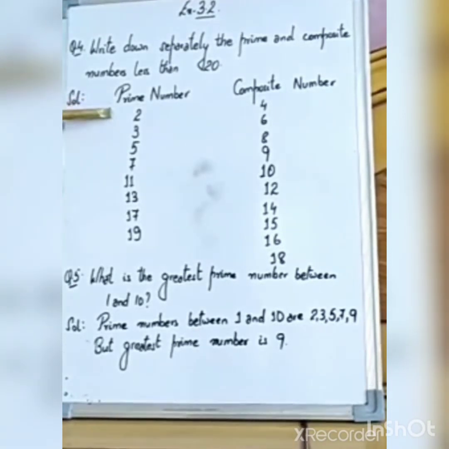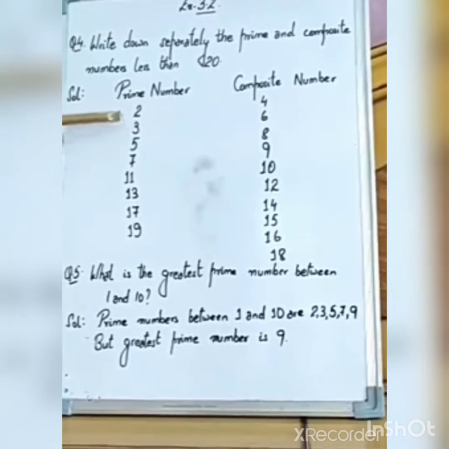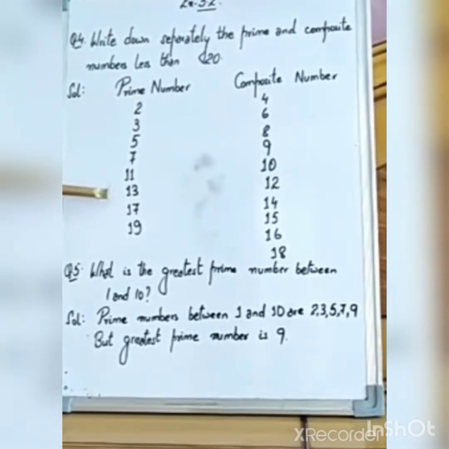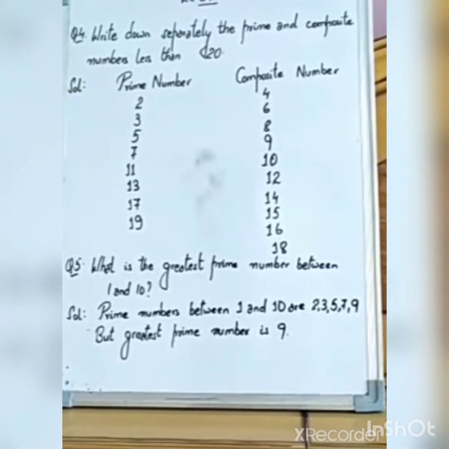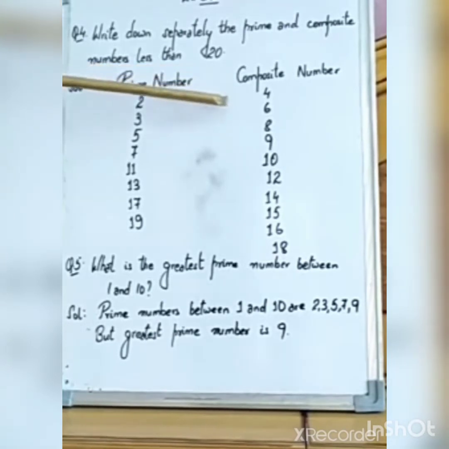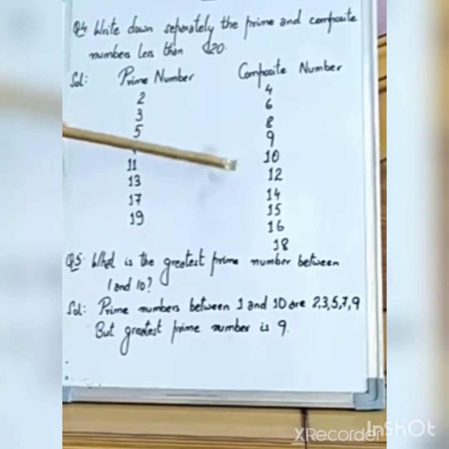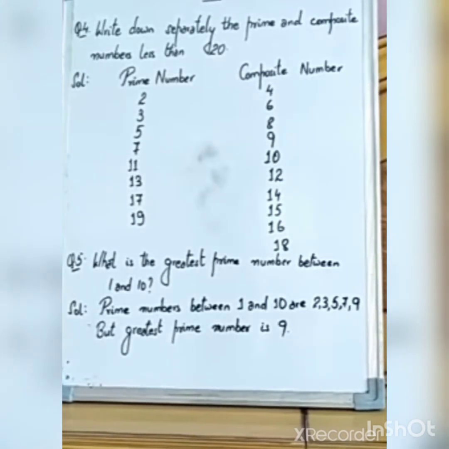2 is a prime number because it has only 2 factors, 1 and 2. 3, 5, 7, 11, 13, 17 and 19. All these are the prime numbers, whereas 4, 6, 8, 9, 10, 12, 14, 15, 16 and 18 are composite numbers. Next question is, what is the greatest prime number between 1 and 10?